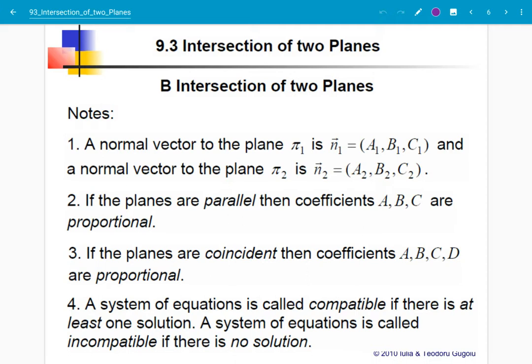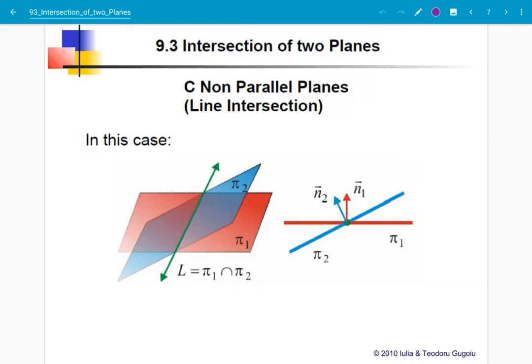If the planes are parallel, then normal 1 will be proportional to normal 2. If the two planes are coincident, then D1 will be the same proportion with D2 as the parallel normals will be, okay? So all four parameters will have to be proportional. So we're going to deal with them case by case.